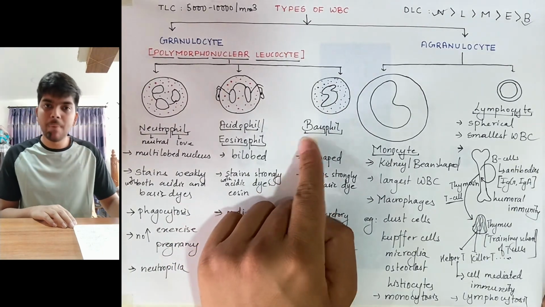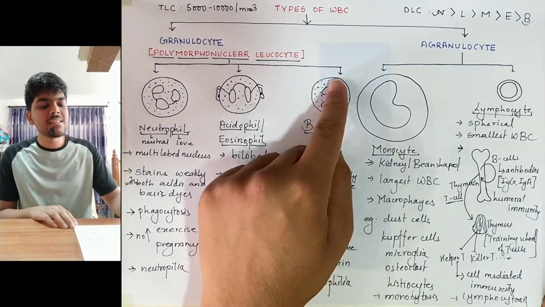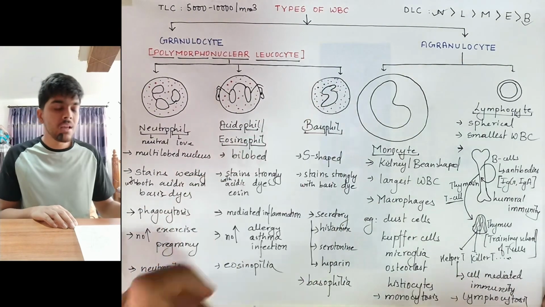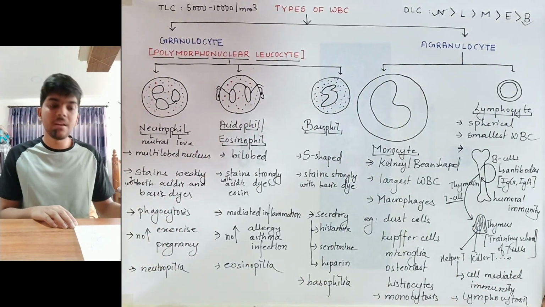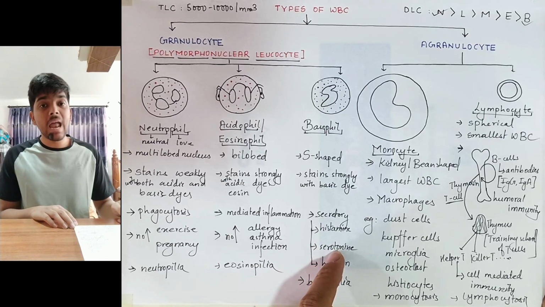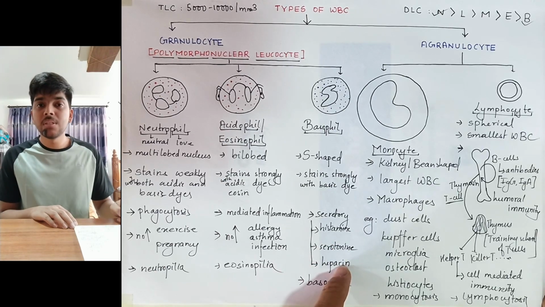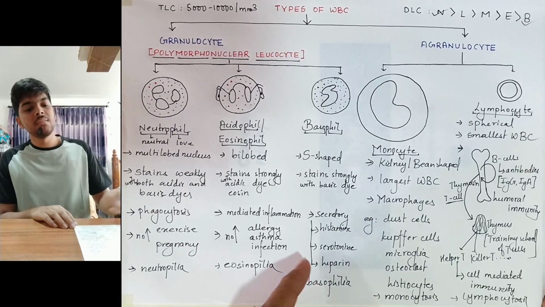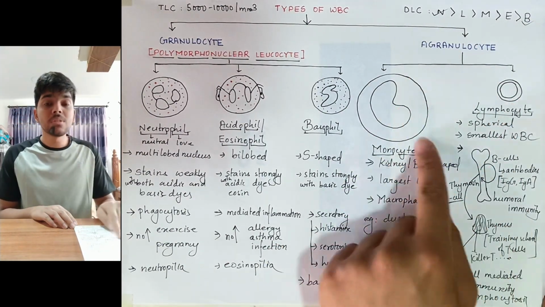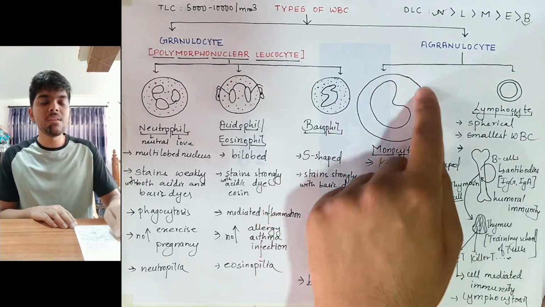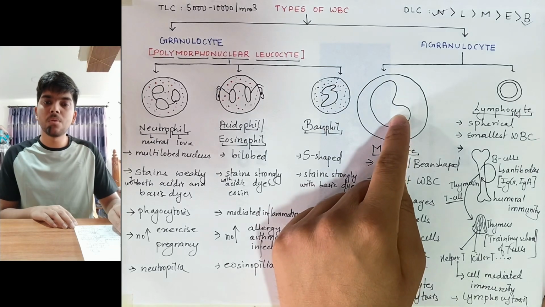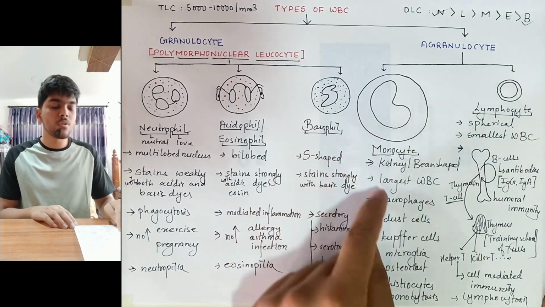Third granulocyte is basophil, which contains acid nucleus, and the granules present are basic granules. They are secretory in function, that is, they secrete histamine, which is inflammatory, serotonin, which is anti-inflammatory, and heparin, which is an anticoagulant. Then under agranulocyte, there are 2 types of WBC. There's your monocyte, which is the largest WBC that contains kidney or bean-shaped nucleus, the function of which is to show phagocytosis by forming macrophages.